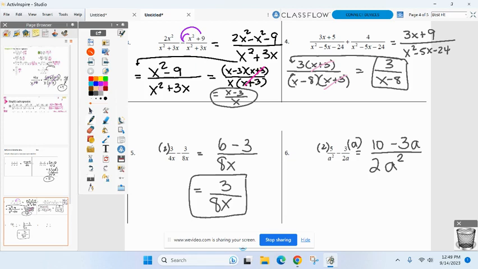Remember, you can't cross out unless you can factor. Can I factor anything out of the top? Then we're done. Don't try to cross off the A's or the 10 and the 2. You're done.